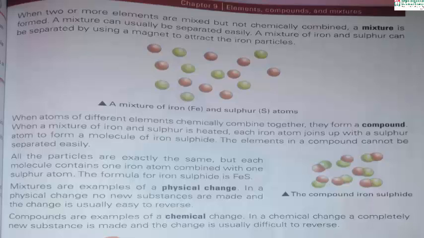Mixtures are examples of physical change. In a physical change, no new substances are made, and the change is usually easy to reverse. Compounds are examples of a chemical change. In a chemical change, a completely new substance is made, and the change is usually difficult to reverse.